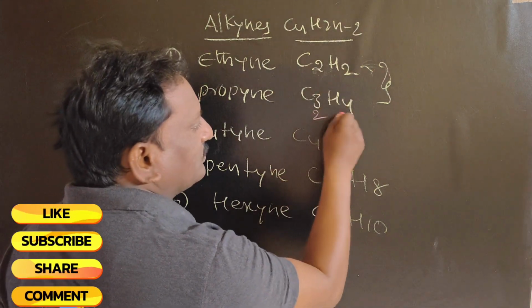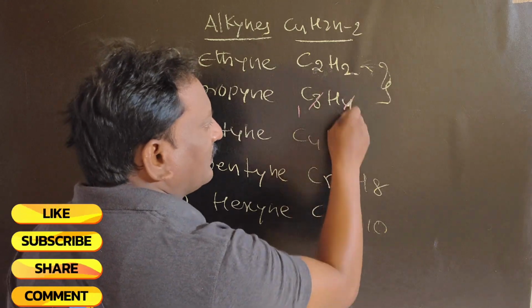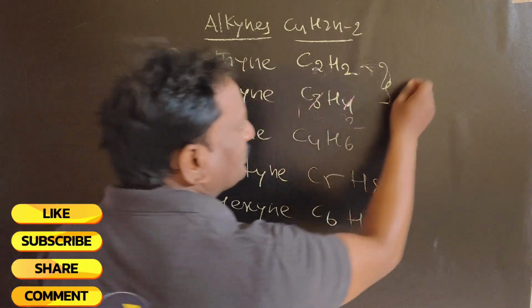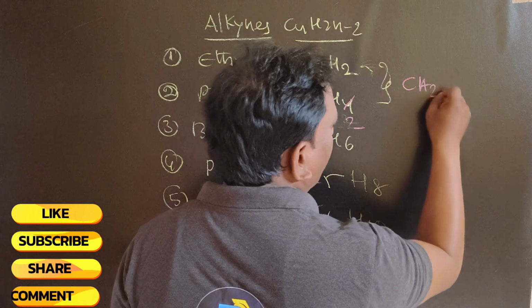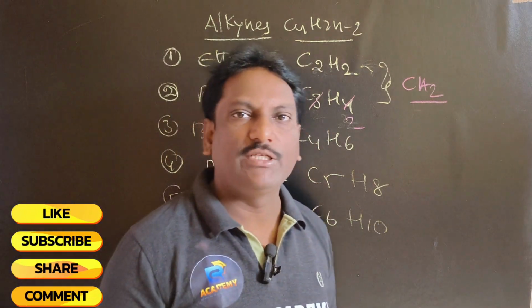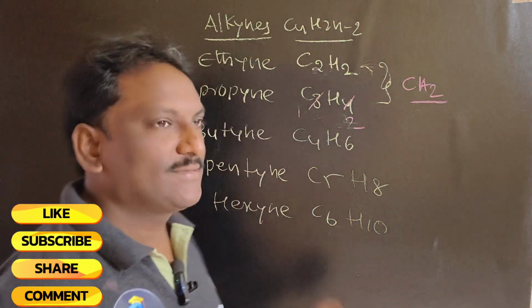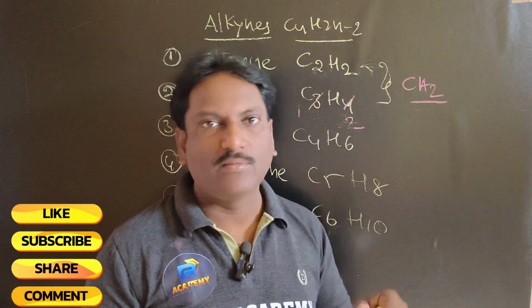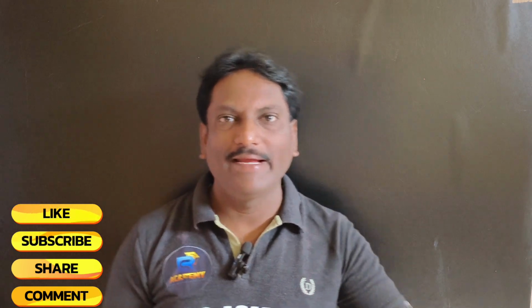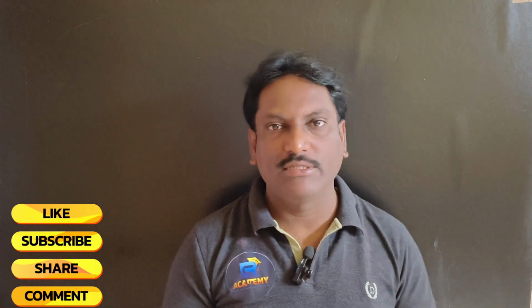C2H2, C2H2. So here one remains, here two remains. So CH2, the difference between successive compounds will be the CH2 group or 14 grams by mass. This is a homologous series of alkynes. Please make a note: alkanes homologous series, alkenes homologous series, and alkynes homologous series.